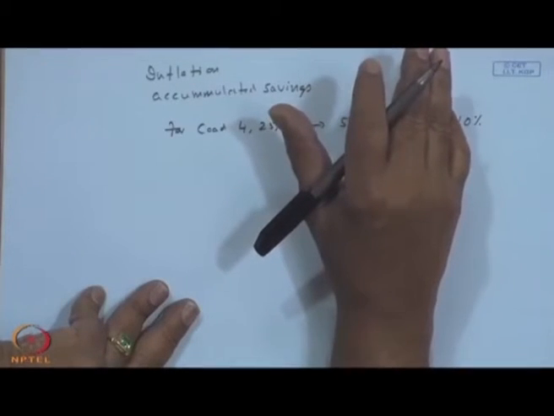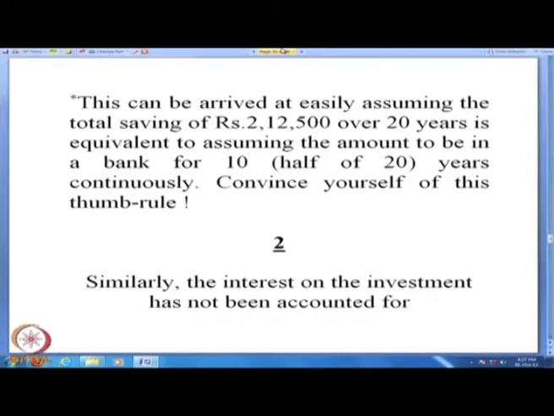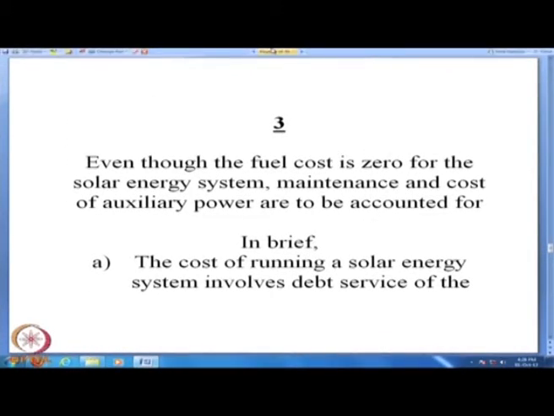So, this can be arrived at easily assuming the total saving of 2 lakhs 12,500 over 20 years is equivalent to assuming the amount to be in a bank for half of 20 years continuously. Okay, you can do this and you will find out. Similarly, the interest on the investment has not been accounted for. Now, if you spend 4 lakhs something on the system, you are straight away losing, if it is your own money, 40,000 at least at 10% rate, and if you have taken a bank loan, you may have to pay more than 10% or 12%.